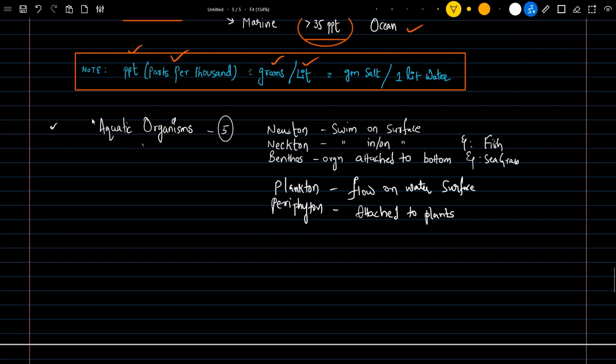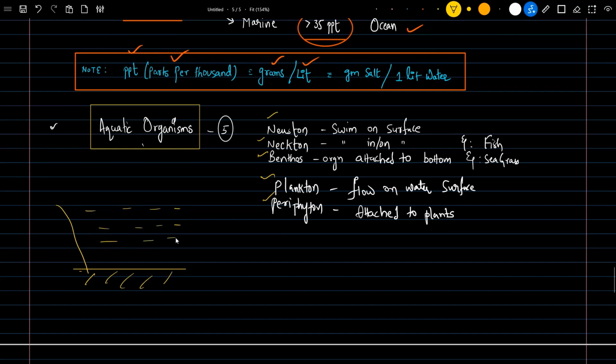Majorly, there are five types of aquatic organisms: neuston, nekton, benthos, plankton, and periphyton. Let's understand them through this figure. This is the land biomass, and this is all the aquatic part. Neuston basically swim on the surface, so they will be present here. Nekton is similar to neuston, but they can swim on the surface and inside the water.